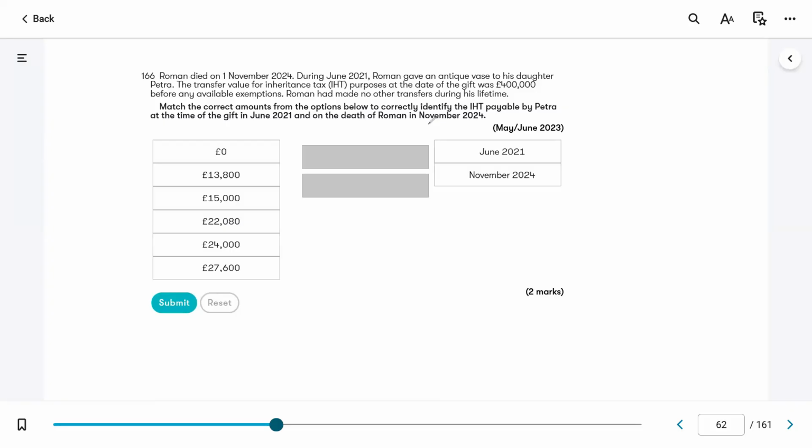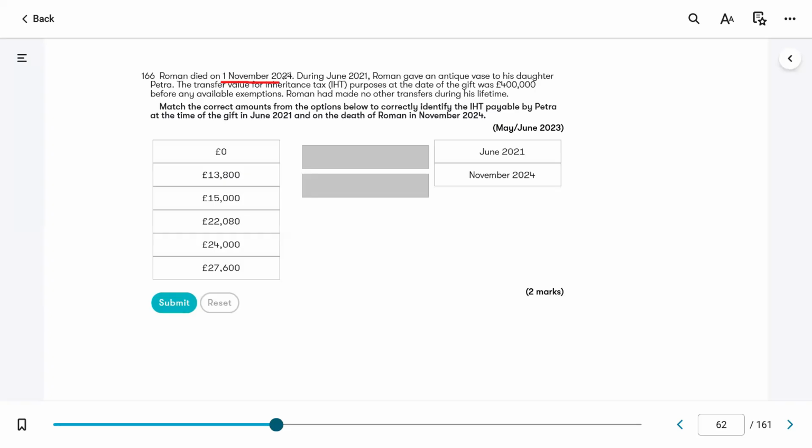Okay, so let's see. Here we have the situation of what is going to be the inheritance tax on the lifetime transfers and what is the inheritance tax at the date of death. So let's understand. Roman died on 1st of November 2024. During June 2021, Roman gave an antique vase to his daughter Petra.